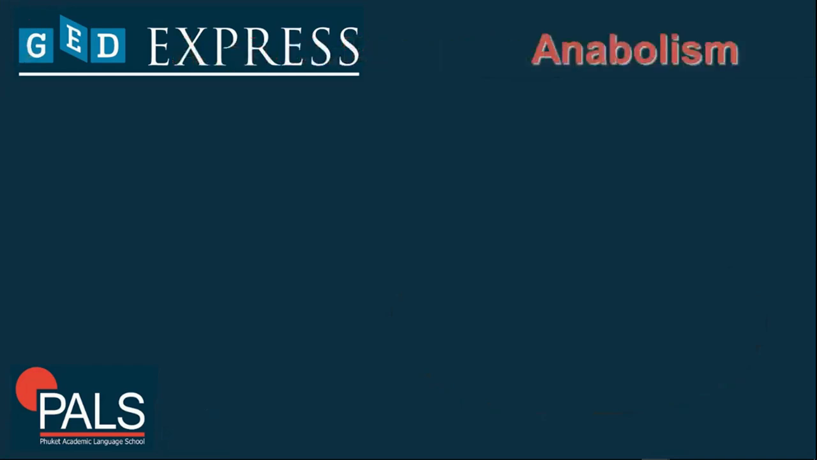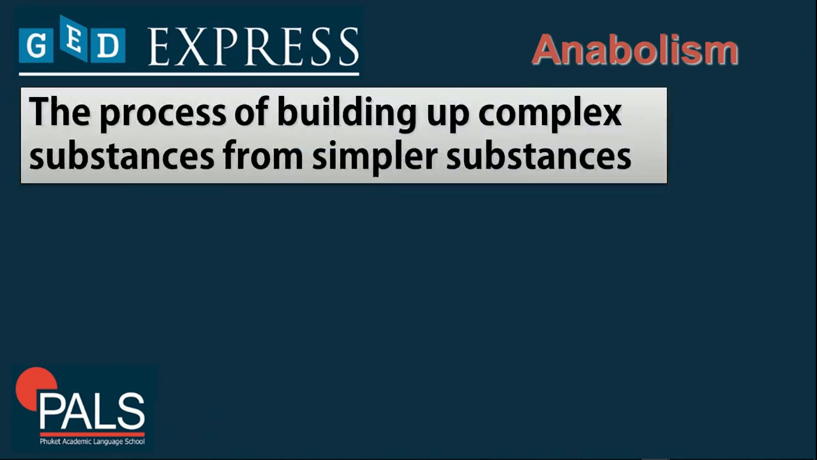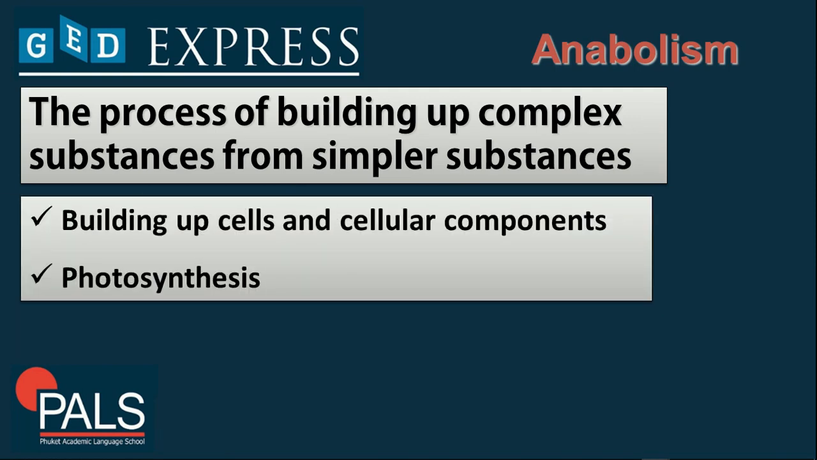Now we have here, under feeding, anabolism. Anabolism is the process of building up complex substances from simpler substances. So if you build a simple substance into a complex substance, that is anabolism. The opposite of anabolism is catabolism, which I will discuss on the next slide. The most common example of anabolism is that it builds up cells and cellular components. One common example is photosynthesis.